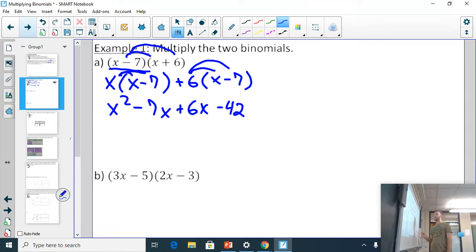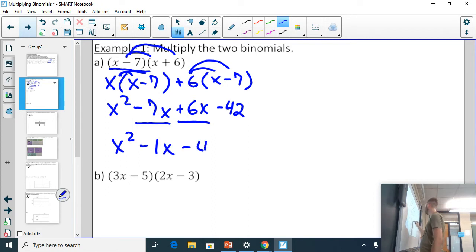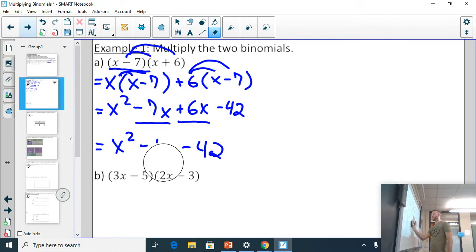And now we have two like terms in the middle, right? Negative 7x plus 6x. If we have negative 7 of something and we add 6 of something, we should have minus 1 of that something left, so minus 1x minus 42. And minus 1x, if we want to write that a little nicer, is the same thing as just minus x, right?